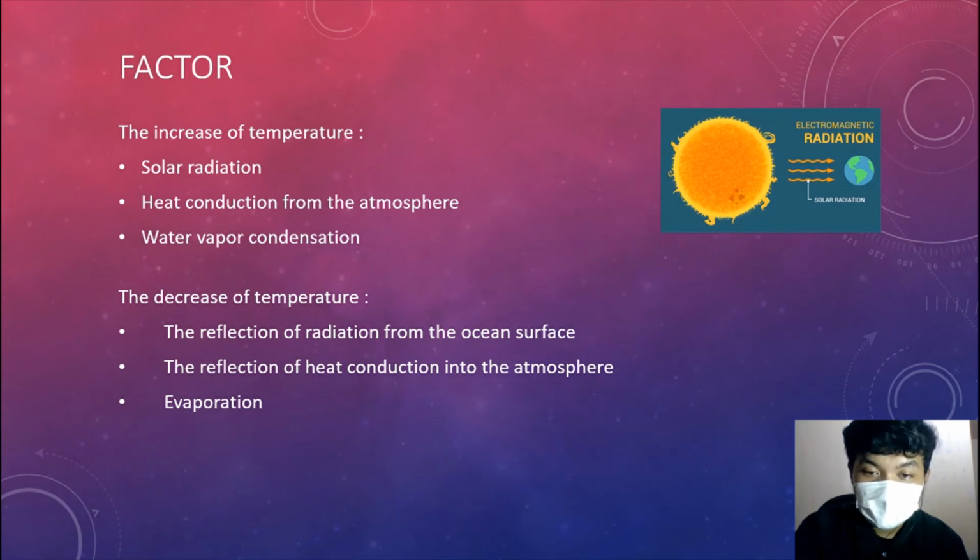Second, the reflection of heat conduction into the atmosphere. The heat moves into the atmosphere the same way it moves through the solid earth or another medium. What follows is a review of the way heat flows and is transferred, but applied to the atmosphere. In conduction, heat moves from areas of more heat to areas of less heat by direct contact. And the third, evaporation.